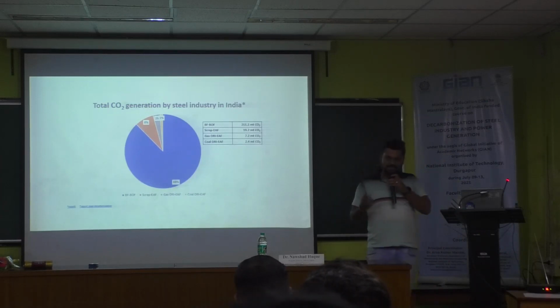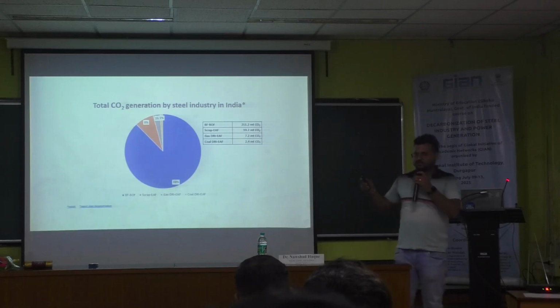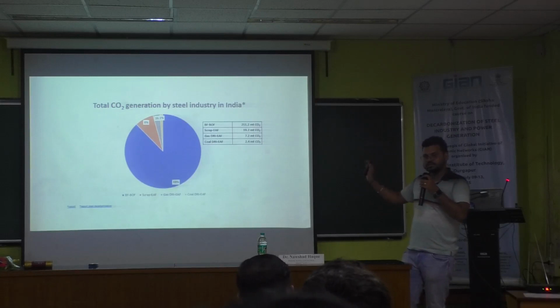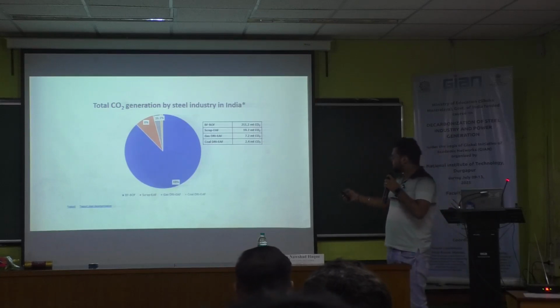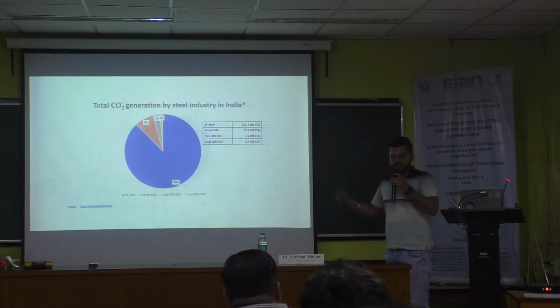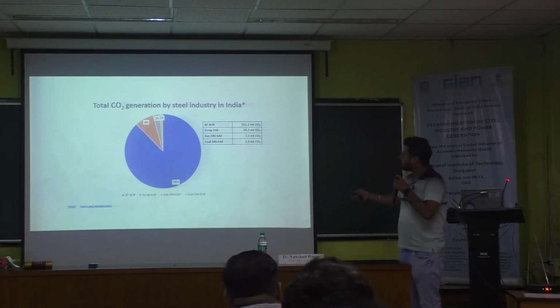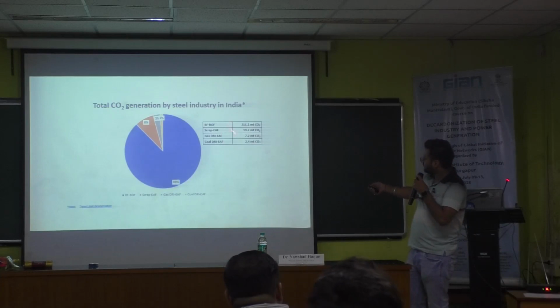No. The answer is that the scrap also comes from the life cycle of something previous. If we calculate the scrap from the previous life cycle, this also has some CO2. We calculated it with SimaPro software. The scrap with the EF route is consuming 19.2 kg of CO2. And if we calculate gas DRI, this 7.24 makes sense, right?